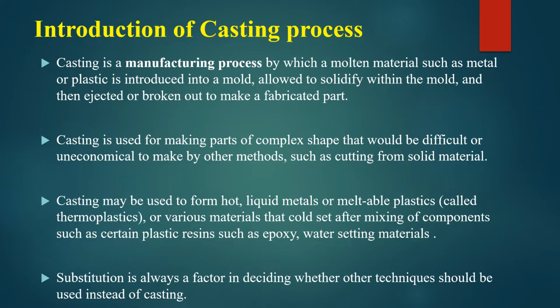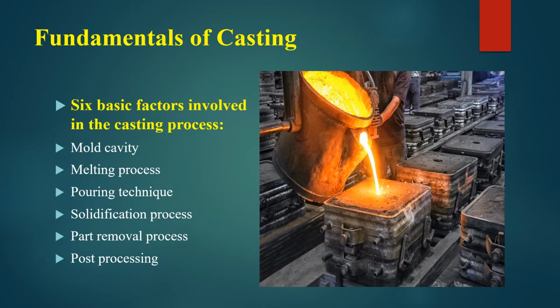Casting may be used to form hot liquid metal or meltable plastic like thermoplastics, or various materials that cold set after mixing of components, such as certain plastic resins like epoxy and water-setting materials. Here are the fundamentals of casting. There are six basic factors involved in the casting process: first of all, mold cavity, melting process, pouring techniques, solidification process, part removal process and post processing.